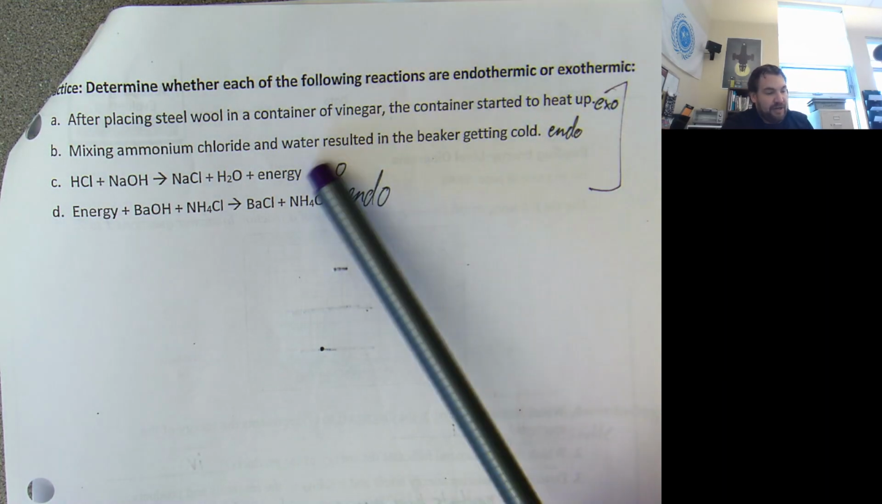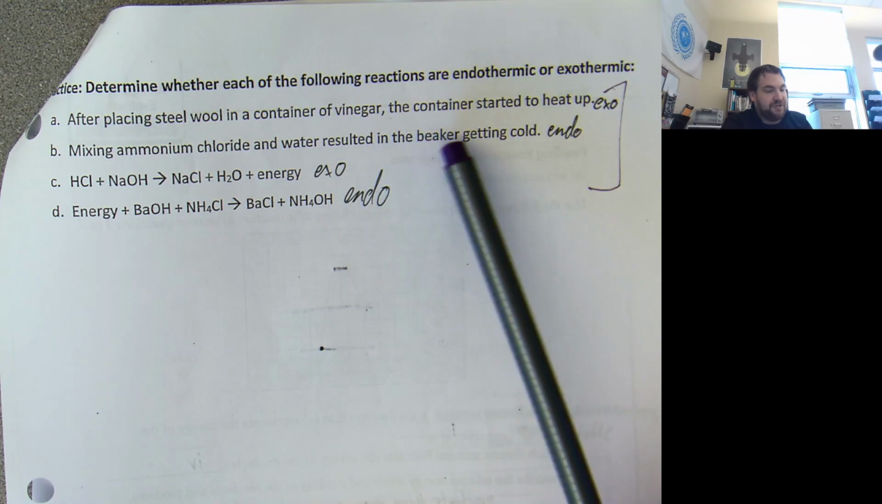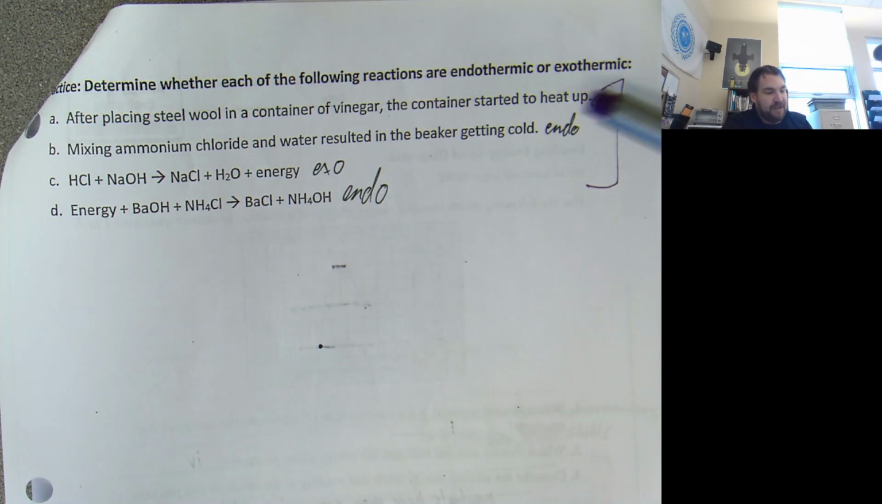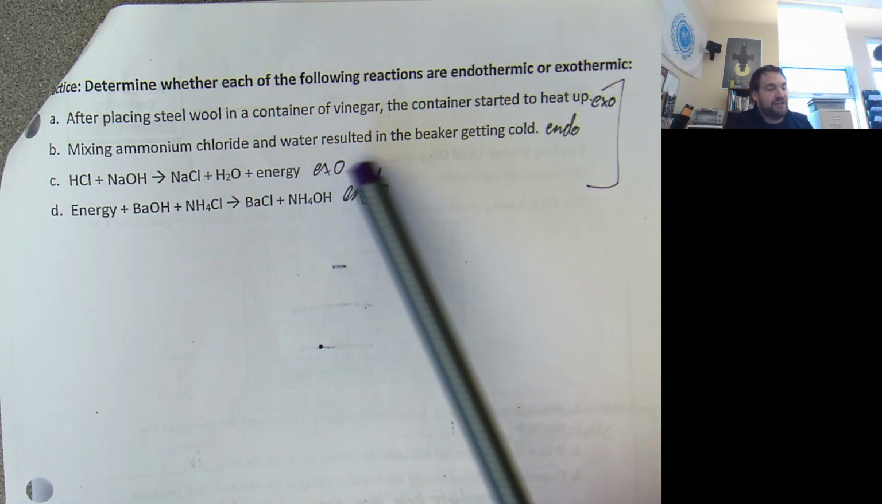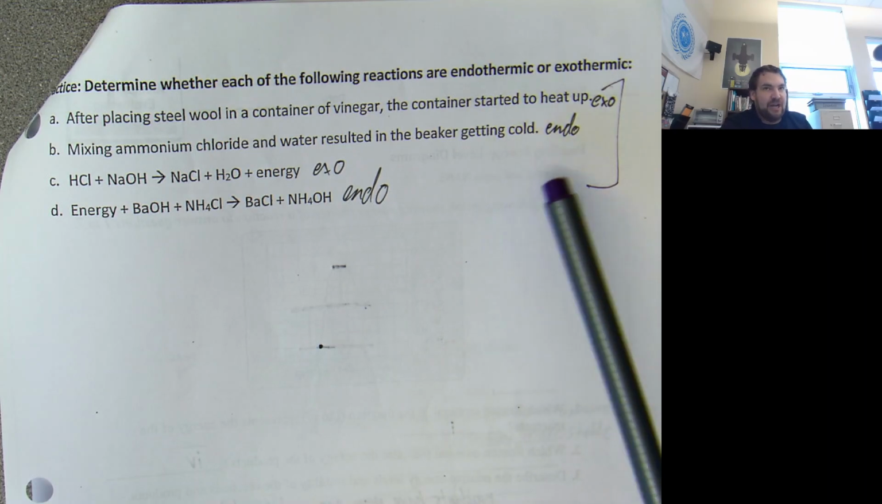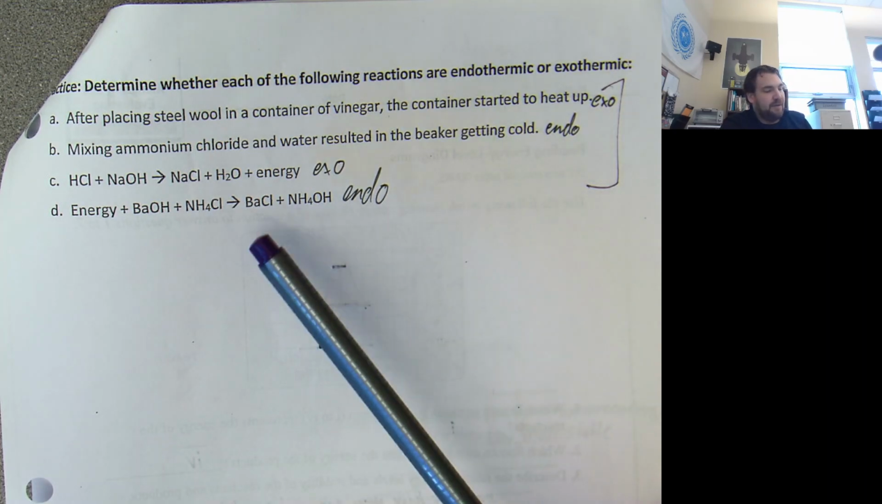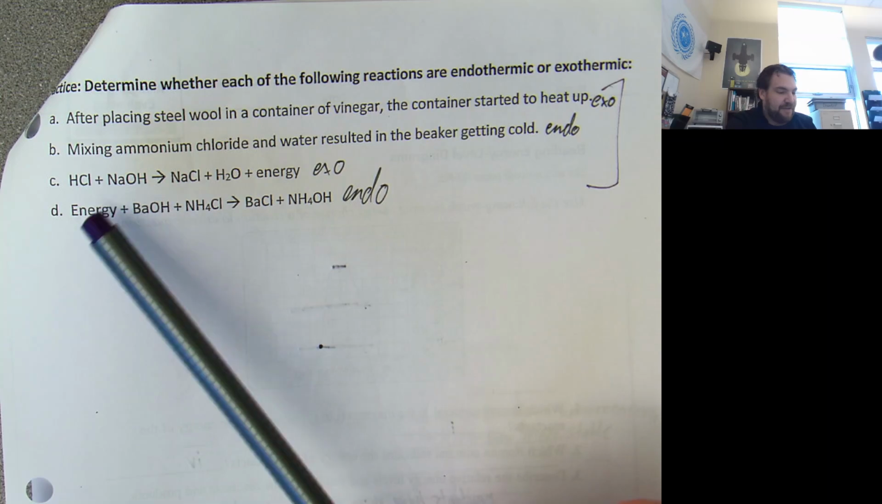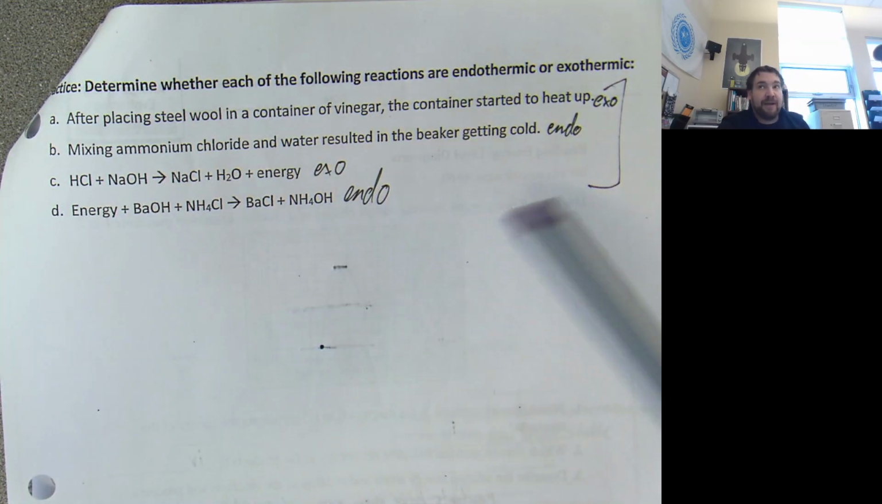After placing steel wool in a container of vinegar, the container starts to heat up. That means you are releasing heat. That's an exothermic reaction. Mixing ammonium chloride and water gets colder, which means it's an endothermic reaction. If the energy is on the right side of the chemical equation, that's exothermic. If it's on the left side of the equation, that's endothermic. Questions, comments, concerns about those four?